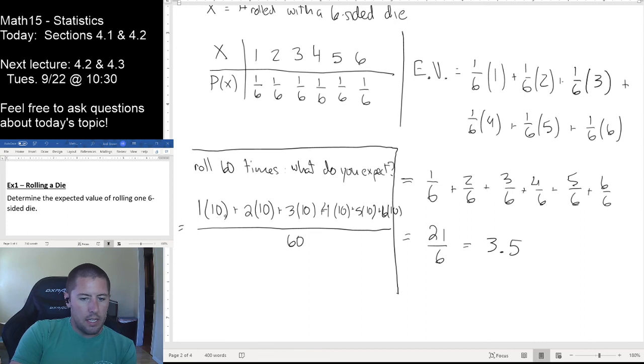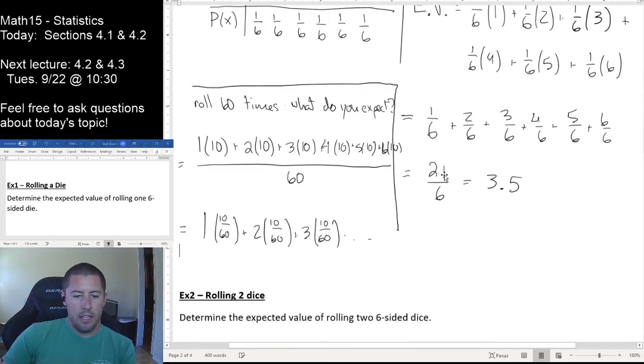And what you should notice is I could actually rewrite this differently right here. Notice that every single one of these guys has a 10 in them, and that every single one of these guys is being divided by 60. Well, it seems to me that I could actually just write this as 1 times 10 over 60 plus 2 times 10 over 60 plus 3 times 10 over 60, et cetera here.